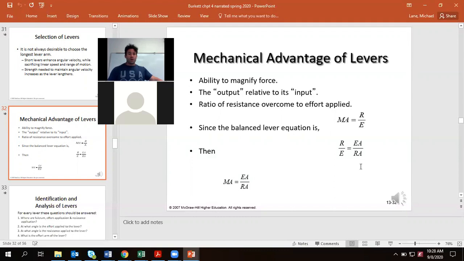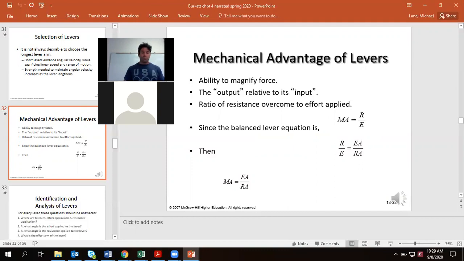Because all we're doing is taking the balanced lever equation of resistance times resistance arm equals effort times the effort arm, and then dividing each side by the effort and by the resistance arm, and that gives you the final equation of resistance divided by effort equals effort arm over resistance arm. So in a perfect world, you want to find a mechanical advantage that's obviously over one, because that's showing that whenever you're producing force on the effort arm, you don't have to produce nearly as much to overcome whatever is on the other side of the resistance arm.